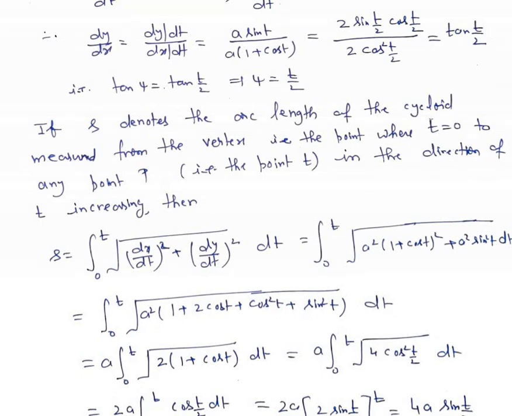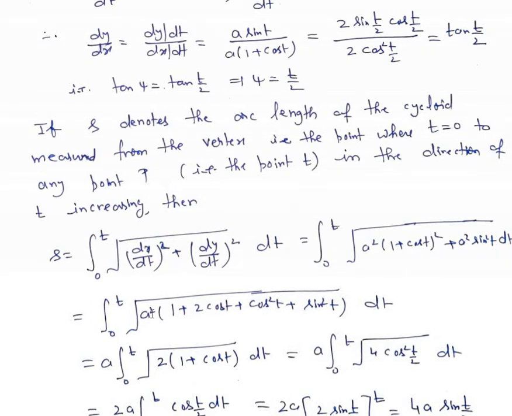If S denotes the arc length of the cycloid measured from the vertex, that is at the point where t is 0, to any point P, that is the point t, in the direction of t increasing, then we know this formula: S is equal to integral 0 to t under root of dx upon dt whole square plus dy upon dt whole square dt, because at the vertex t is 0. So dx upon dt whole square is a square into 1 plus cos t whole square, and dy upon dt whole square is a square sin square t.